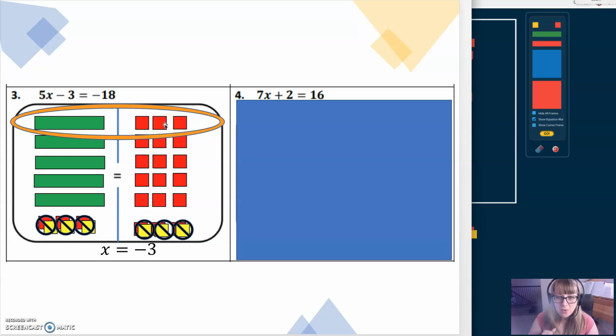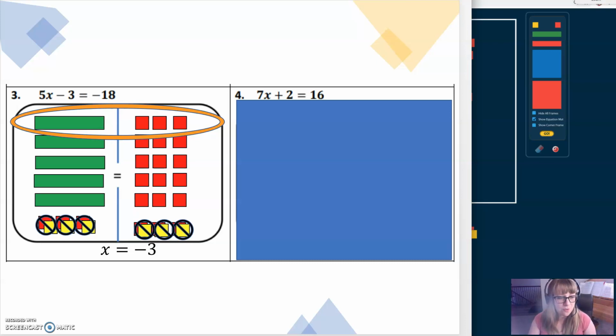So the only thing that I want to caution you on is make sure that you remember that when I have negative unit tiles, the way that I get rid of those negative unit tiles is by creating zero pairs and adding in those positive unit tiles. Don't forget about those zero pairs. Go ahead and pause and give number 4 a try. 7x plus 2 equals 16. I'm not going to be showing you the answer here on the video because it's so similar to 1 and 2, and you already have the experience with that.